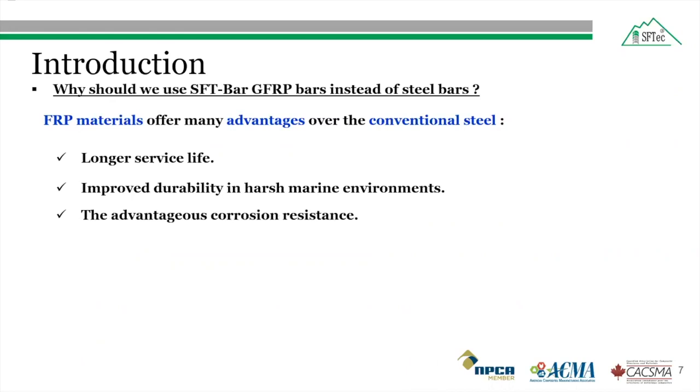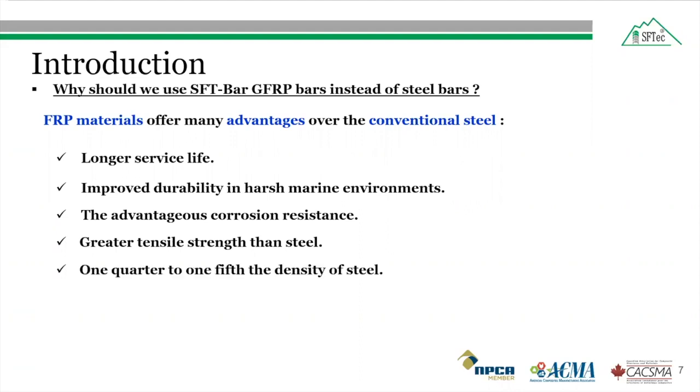The FRP bars have better resistance against corrosion compared to the steel bars. And as I told earlier, the tensile strength of the FRP bars is 2 to 3 times more than that of the steel bar. FRP bars are also lighter, due to their low density compared to the steel bar.